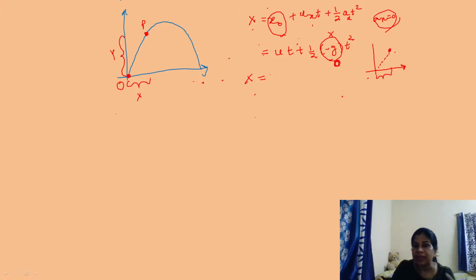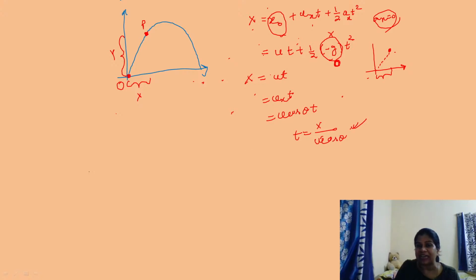Okay, so that's why you can put here ut, u into t. So u means ux, you can say ux into t. So ux is nothing but u cos theta into t. So here I can write t is equal to x divided by u cos theta. This much I have derived in last class.